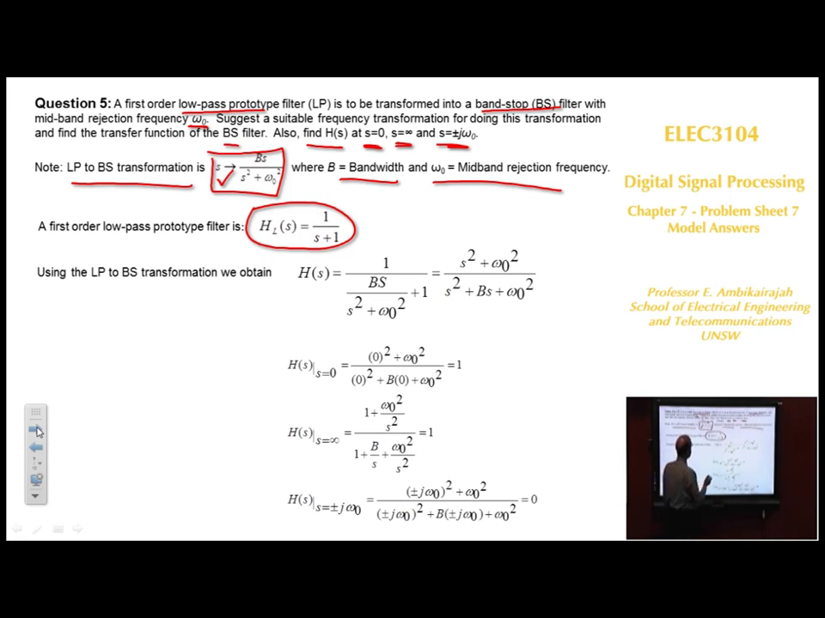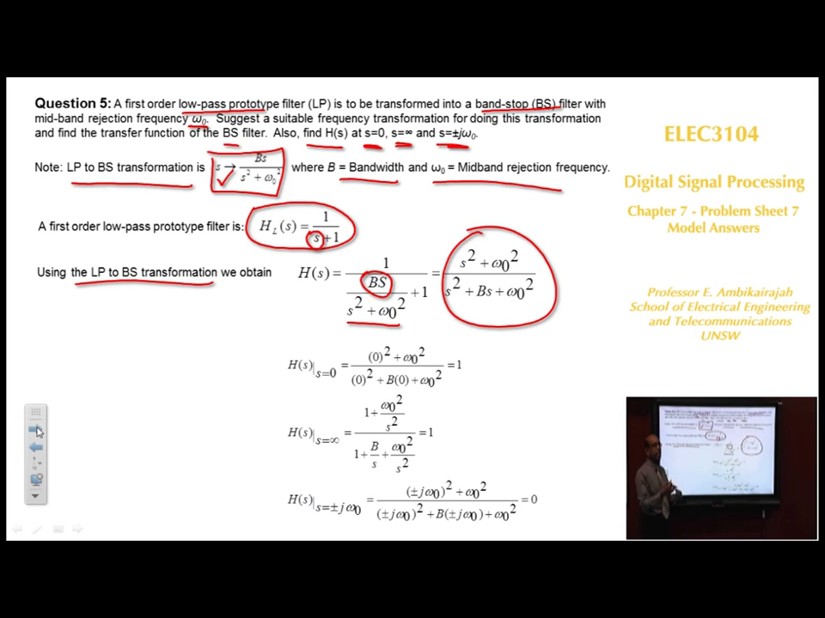So you just substitute wherever you have S in the first order low pass filter, you put in Bs over (S squared plus omega naught squared) plus 1. Now you simplify this, and that's your transfer function. That's your low pass to band stop transfer function. It's a very straightforward transformation that you've been given. The transformation between low pass to high pass and back to low pass, you need to remember that. That's a very simple one.